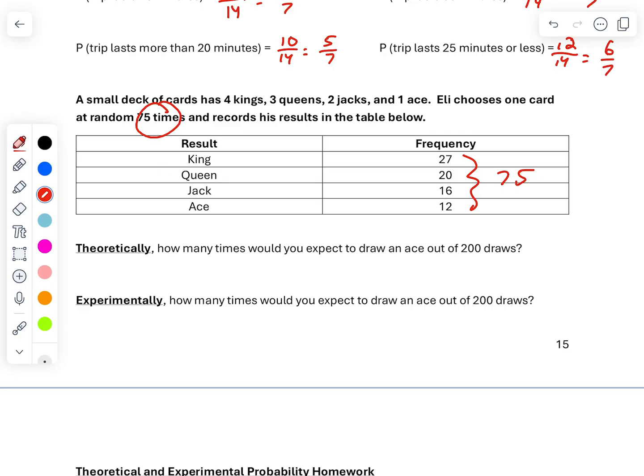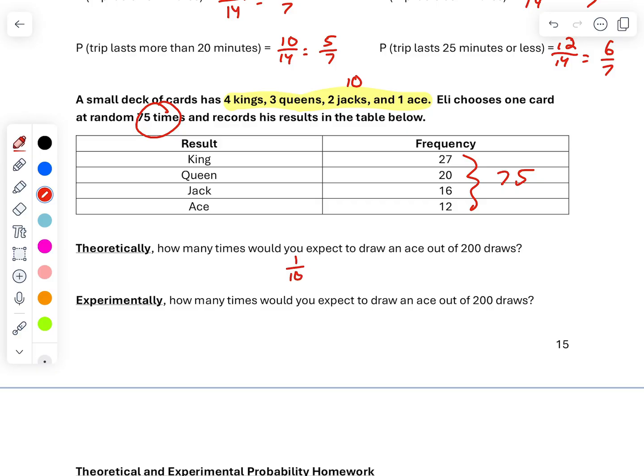So it says, theoretically, how many times would you expect to draw an ace out of 200 draws? Okay, so this is theoretically, not how many he chose, but theoretically, what would you expect? So if we're thinking about an ace, total number of cards up here, we have 4 kings, 3 queens, 2 jacks, and an ace. That is 10 total cards. And I only have 1 ace to choose from. So the way I would do this, I have 1 ace out of 10.